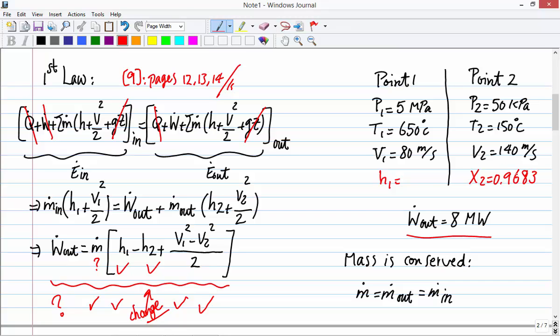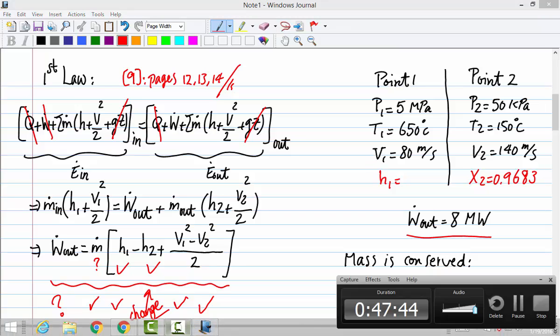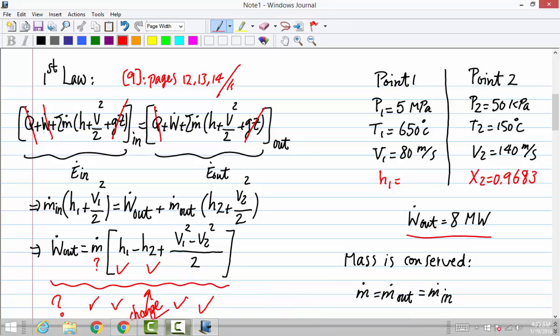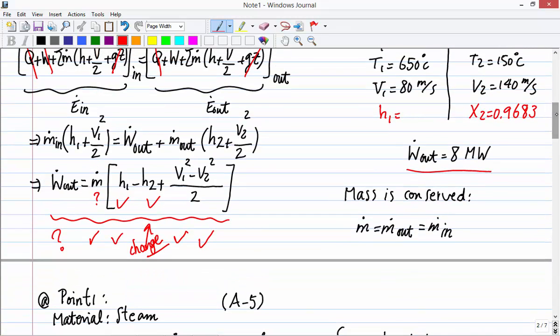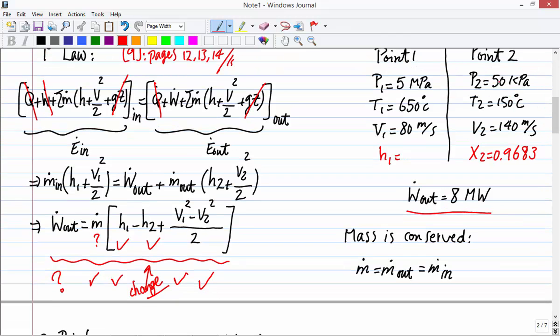96.83, which means it's a mixture. But on the left side at point 1, we had superheated steam. Great. So what am I looking for? I'm looking for H2. See, I told you here that now H2S has changed. And I have the mixture, the quality, and the pressure.